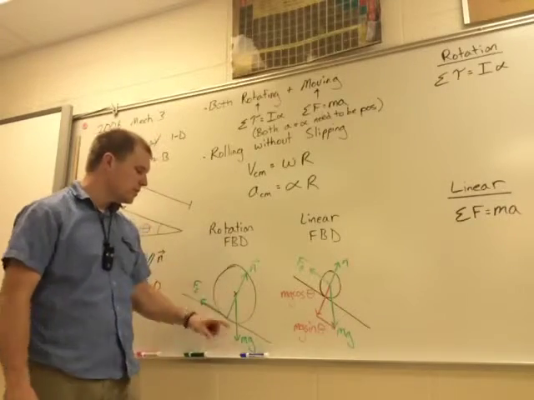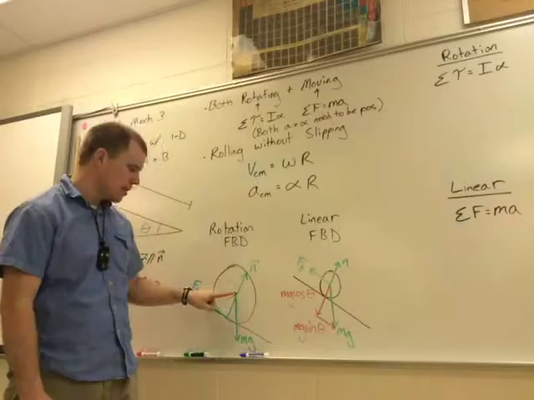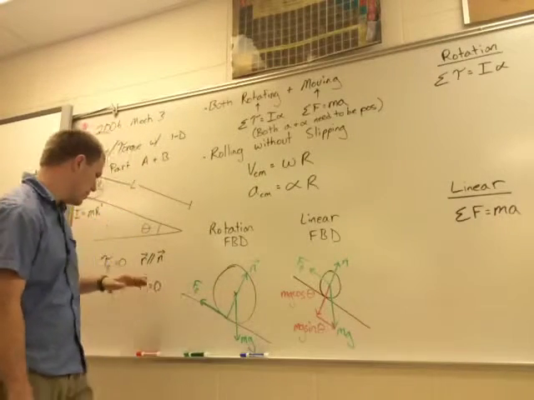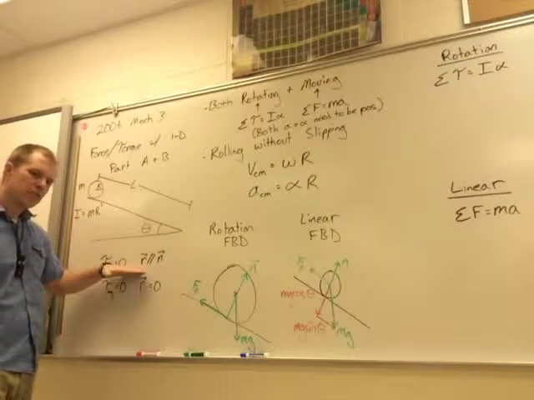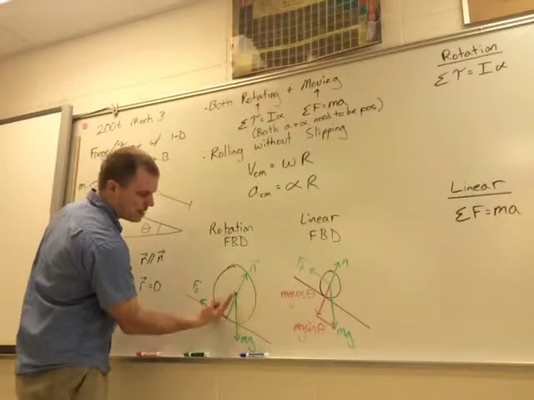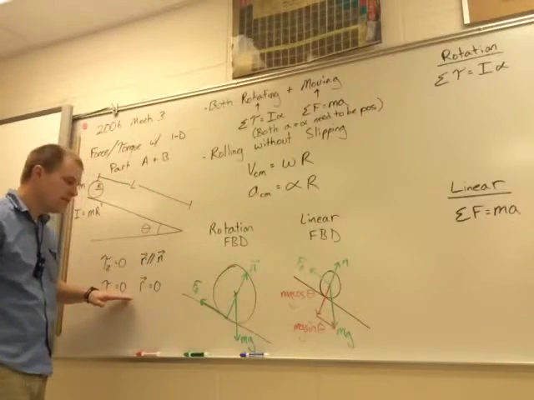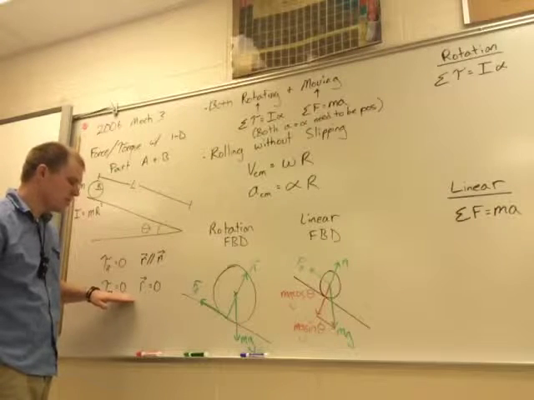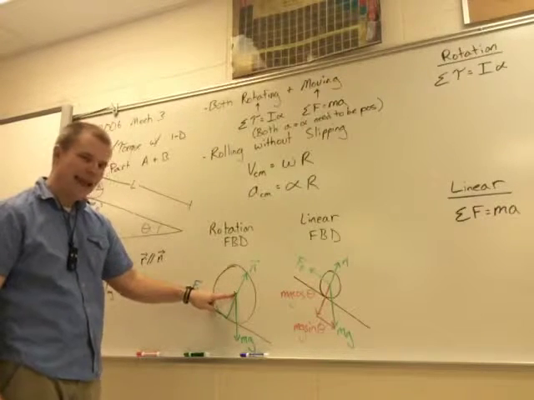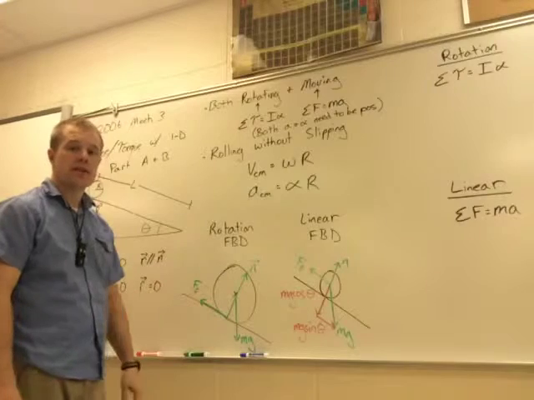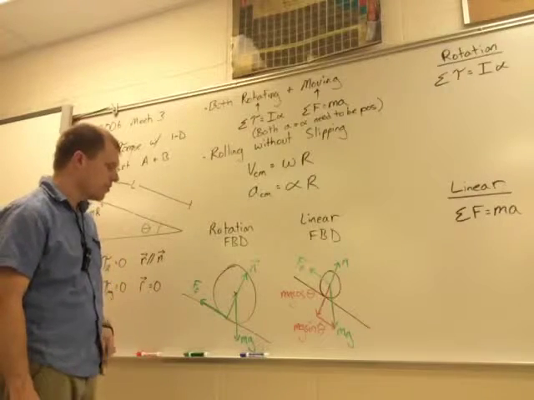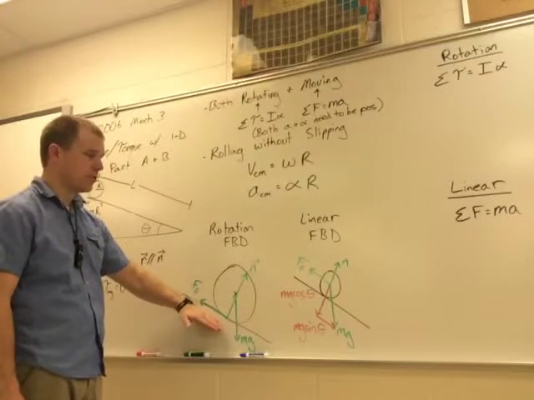Now, two of these forces are not going to produce torques about my axis of rotation in the center here. The normal force is not going to produce one because the normal force is parallel with the radius. And the gravity is not going to produce a torque because it's acting at the axis of rotation, so its lever arm is 0. So the only one actually producing a torque is the force of friction.